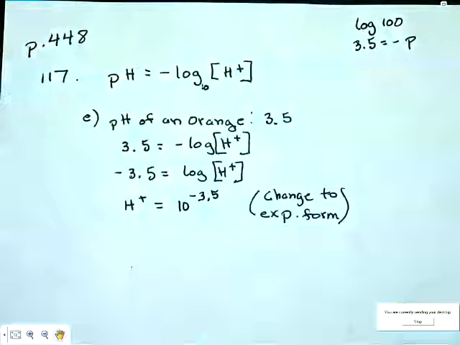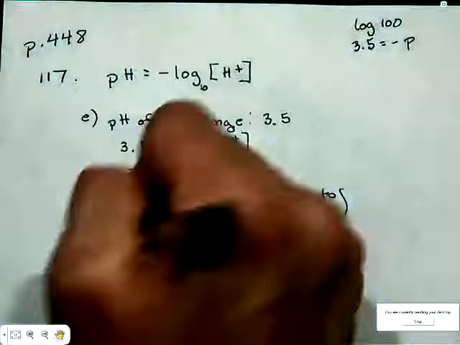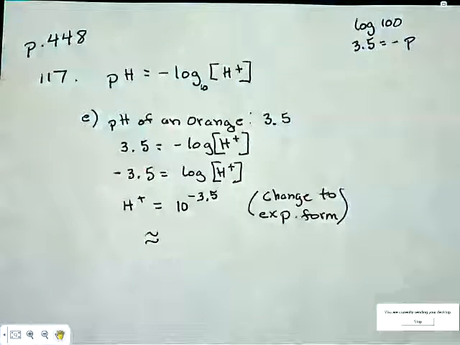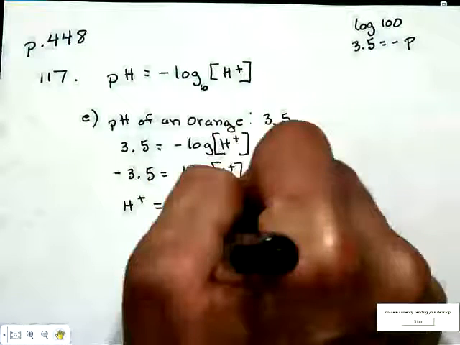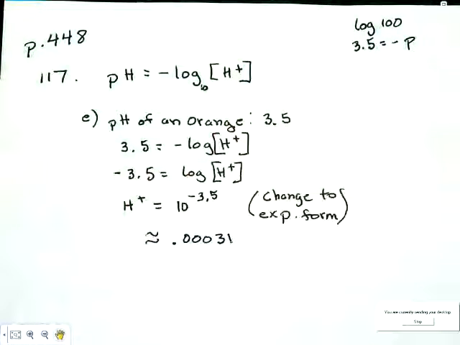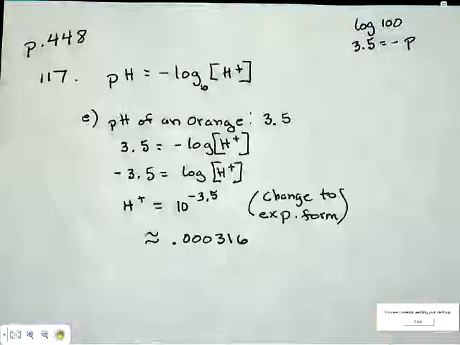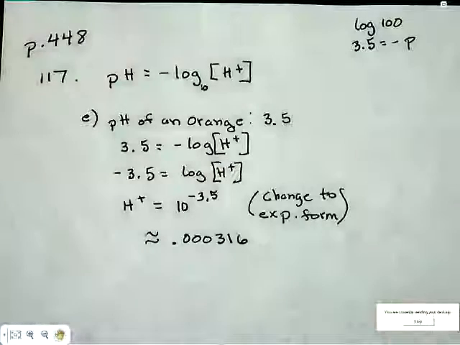And then it's just a calculator problem. Somebody punch 10 to the negative 3.5 for me and give me the hydrogen ion concentration of an orange. All right, it was 316. I don't think we were told specifically what to round to, so I'm just going to give 3 significant digits. 316.